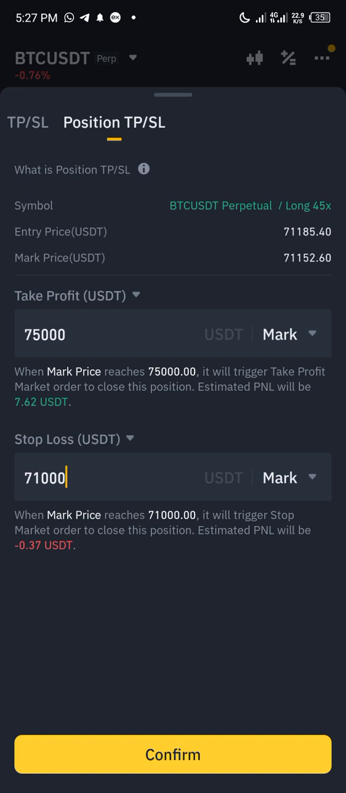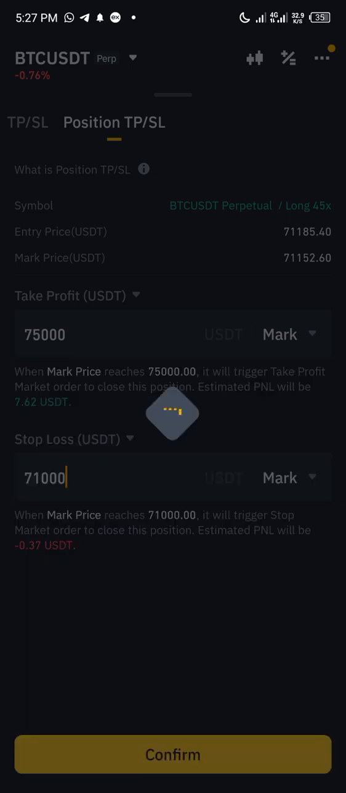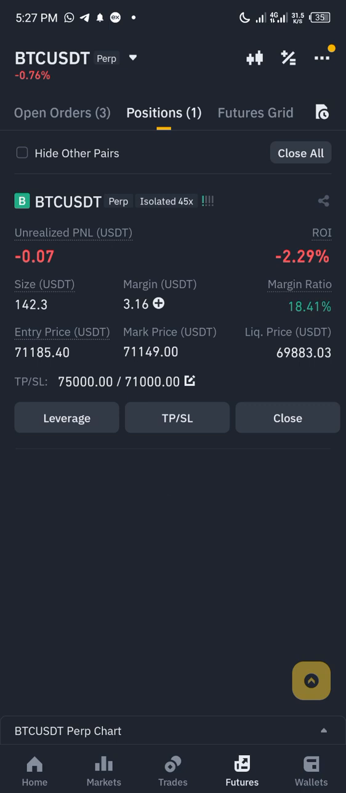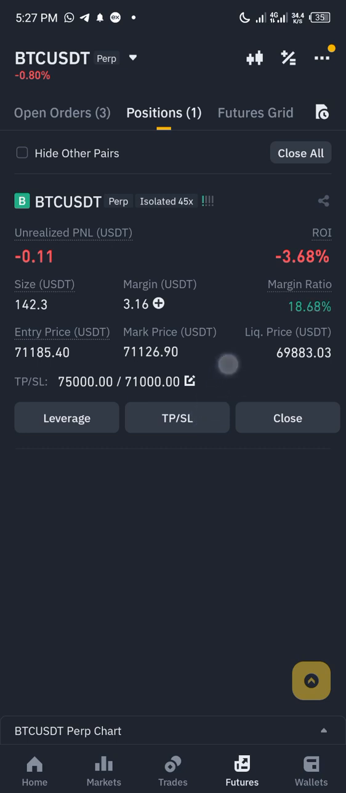So the next thing for me to execute this is that I'll click on confirm. So I'll click on confirm again. As you can see, my take profit and stop loss is already there. You can see that we did not have this option here before. So that's how you use your take profit or stop loss.